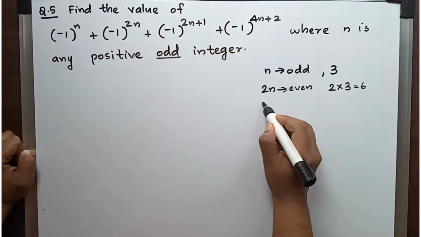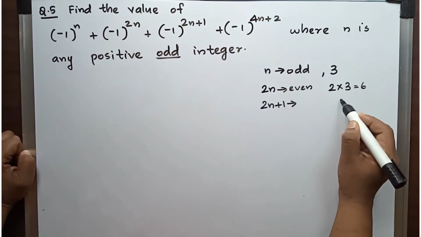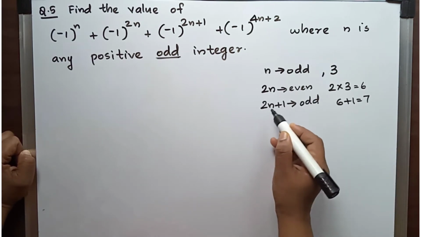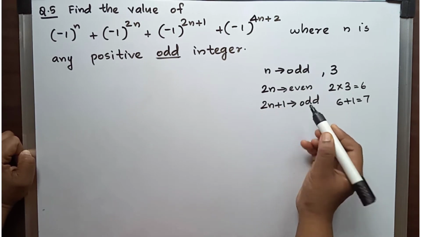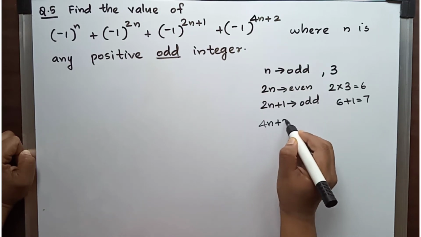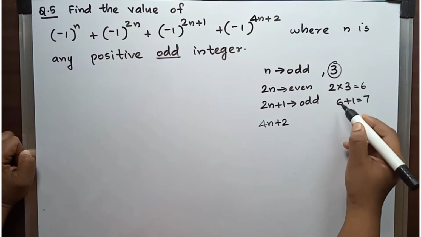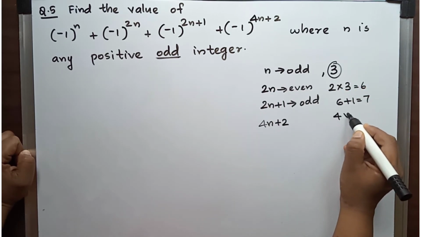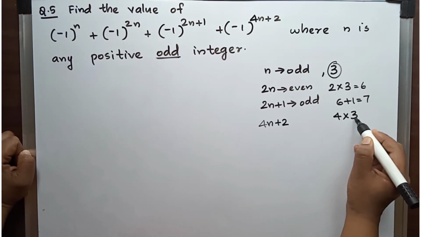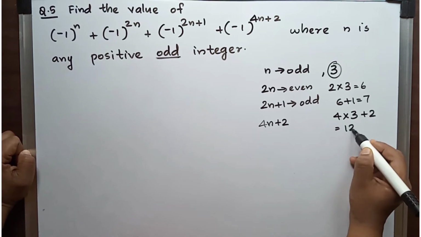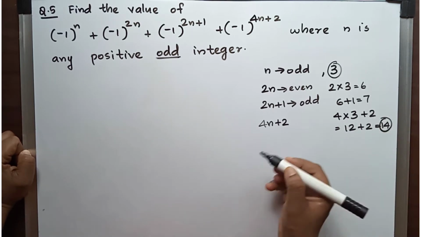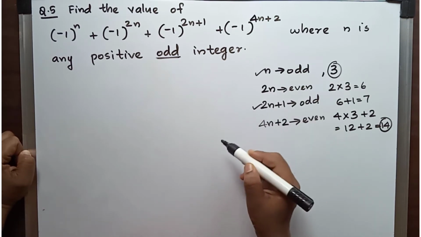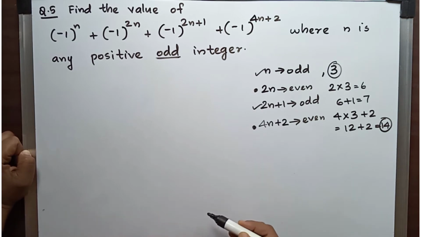Okay. Then 2n plus 1. What is 2n plus 1? 2n is 6 in our example. Plus 1 means 7. That means we will get an odd number. If n is odd, then 2n plus 1 will be odd. Then 4n plus 2. n is taken as 3. To check whether it is even or odd, we have taken 3 as n. So 4 into 3, in place of n I have substituted the value 3, plus 2. 4 into 3 is 12, 12 plus 2 is 14. So we got an even number. So this is also an even number. Anyways, n and 2n plus 1 will be odd, and 2n and 4n plus 2 will be even.